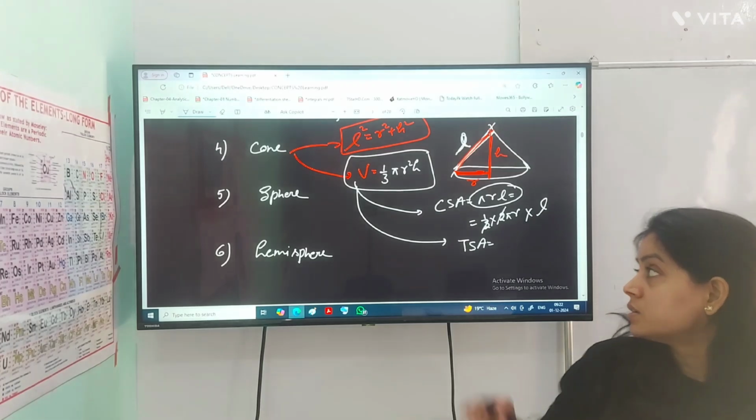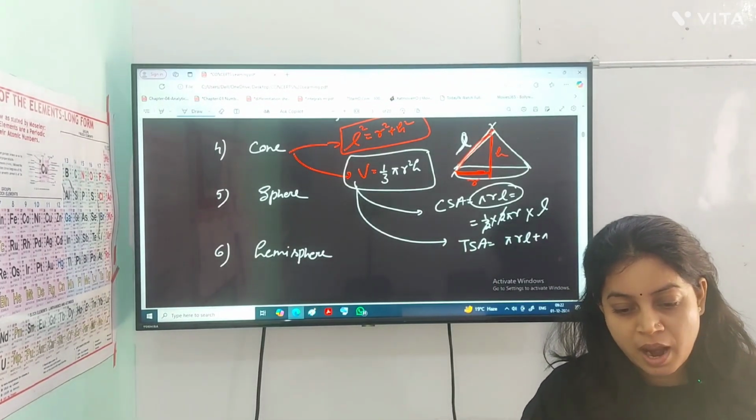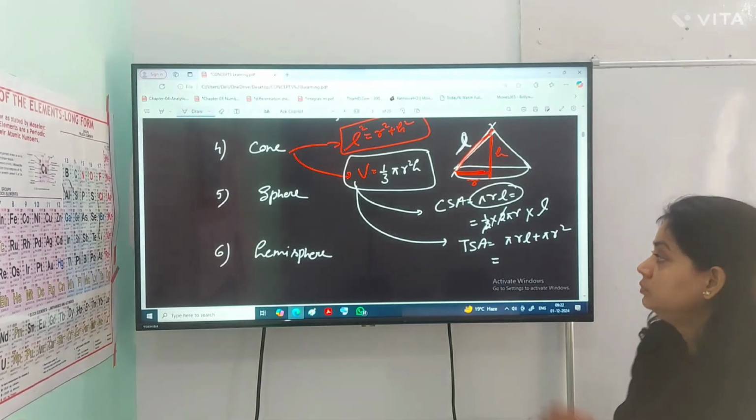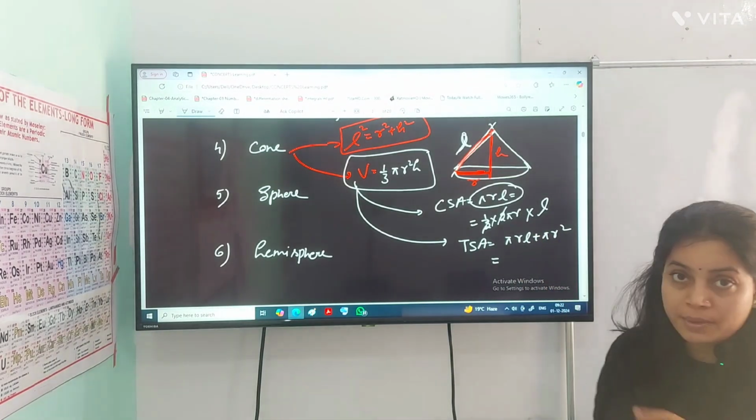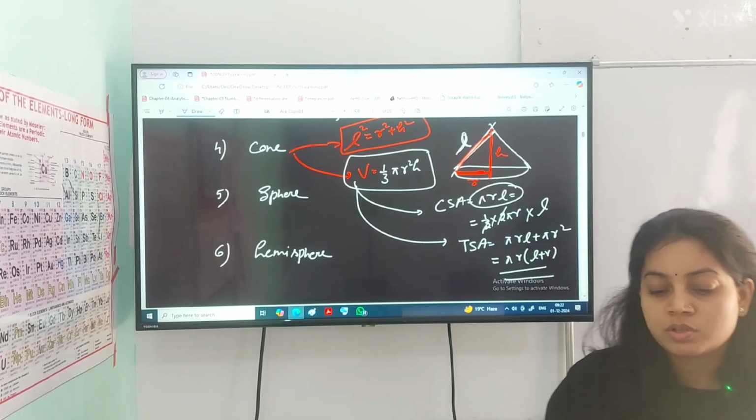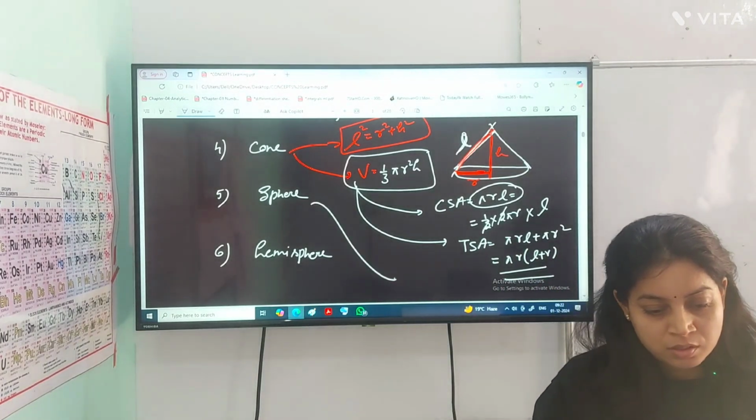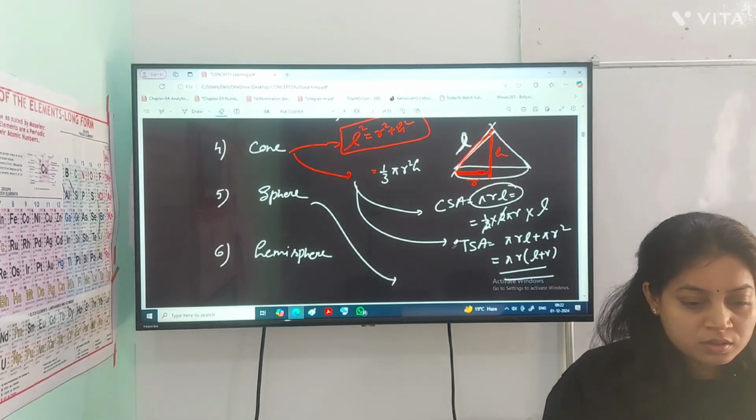So in this total surface area we can just add the bottom, because here only the bottom circle is there. So in pi RL you can add pi r square and you can take pi r as common. So pi r will be common, it will become L plus r. So this is the total surface area of the cone, right?